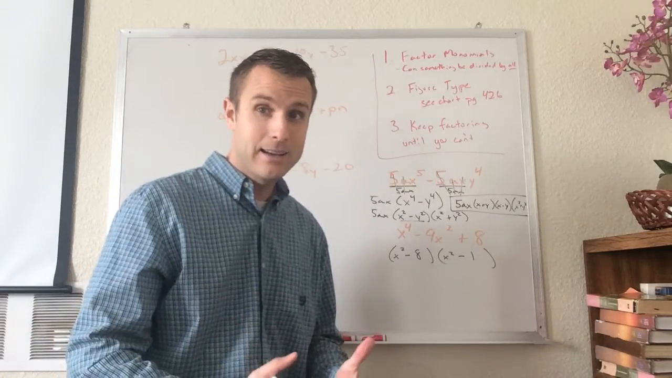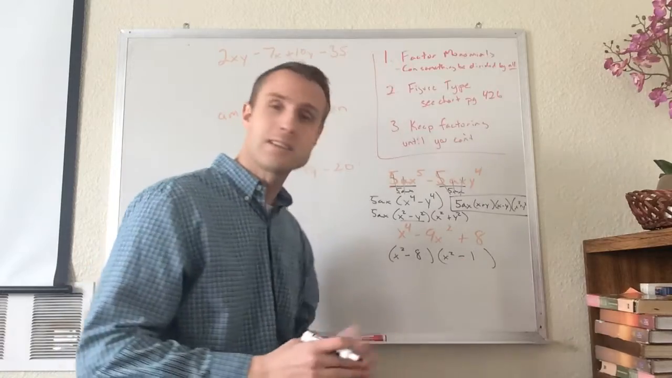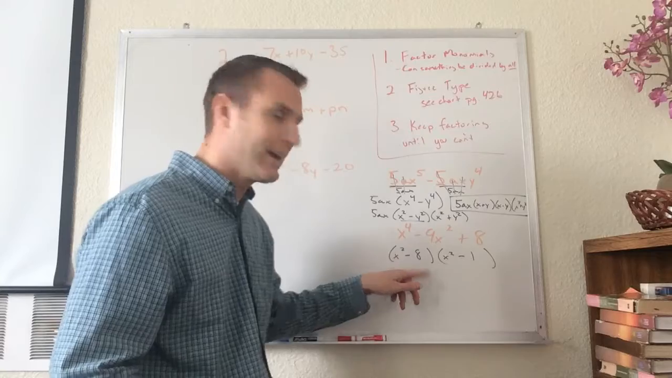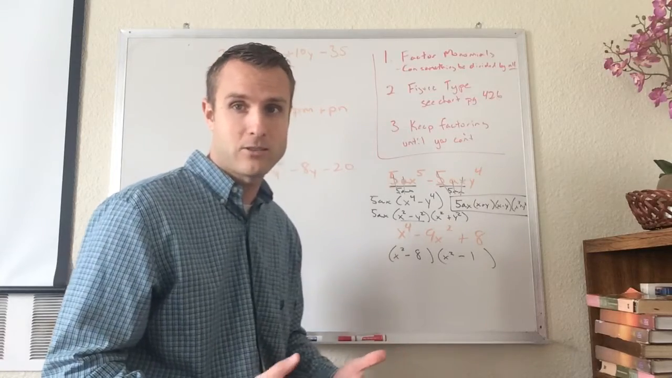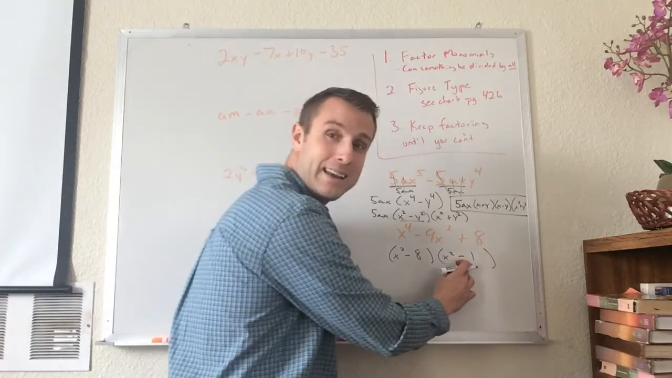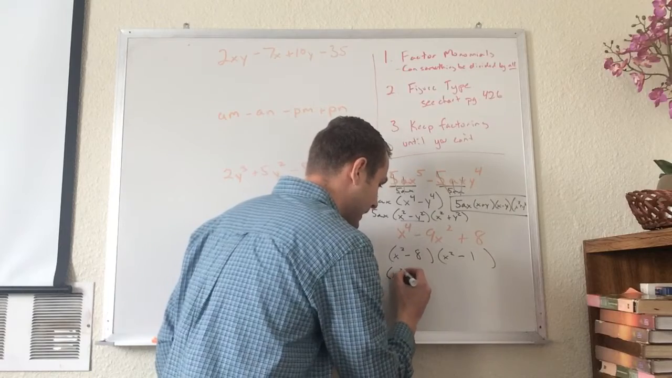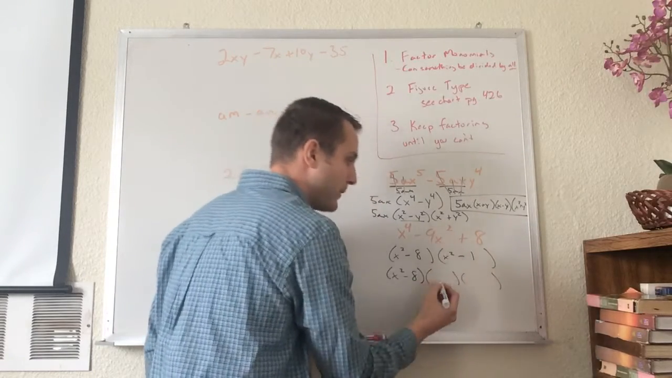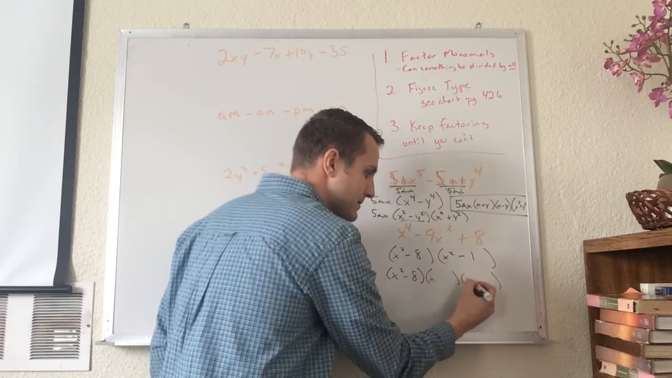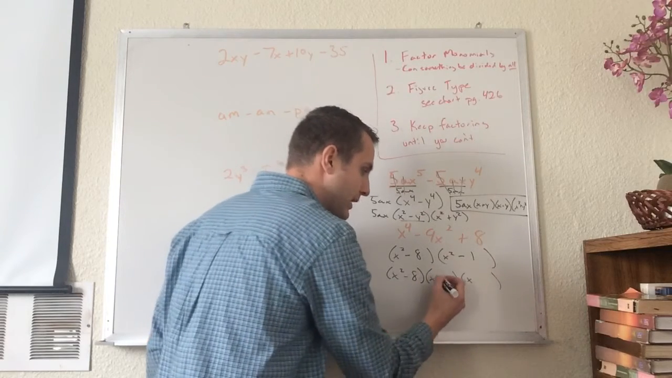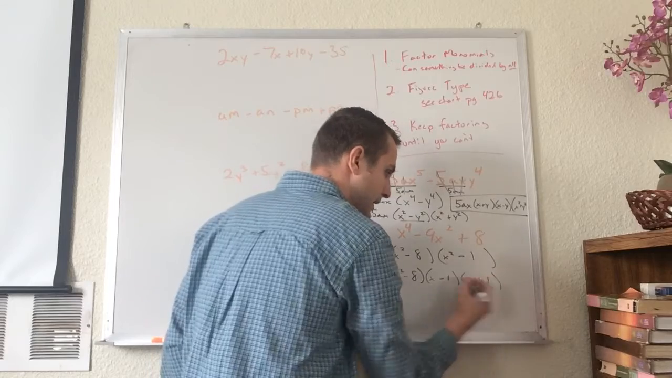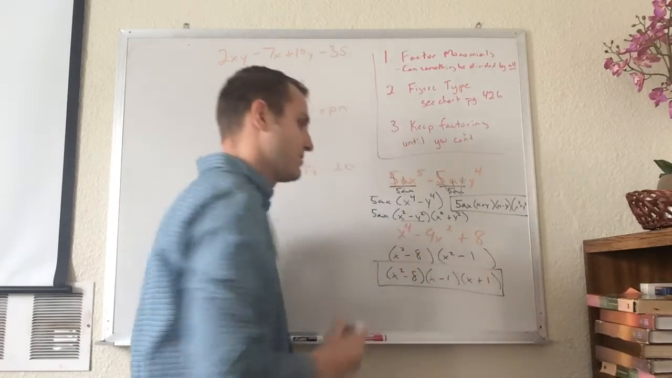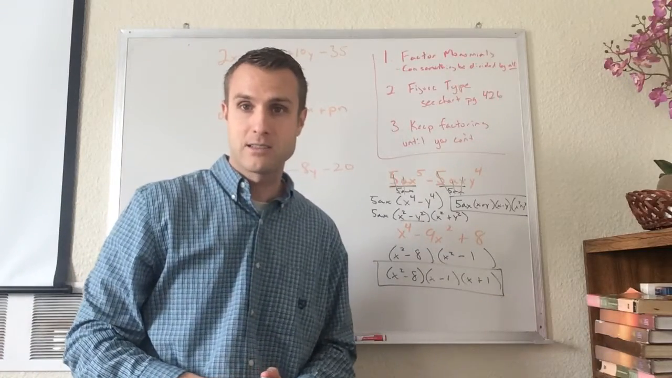But I'm not done. I have to check to see if either one of these can be factored. X squared is a perfect square. 8 is not, so that can't be factored. But 1 is a perfect square, so I can factor that. So in the same way I did above, what squared equals x squared? That's x. What squared equals 1? That's 1. So I have x minus 1 and x plus 1. Now there is nothing left. So that is my final answer.